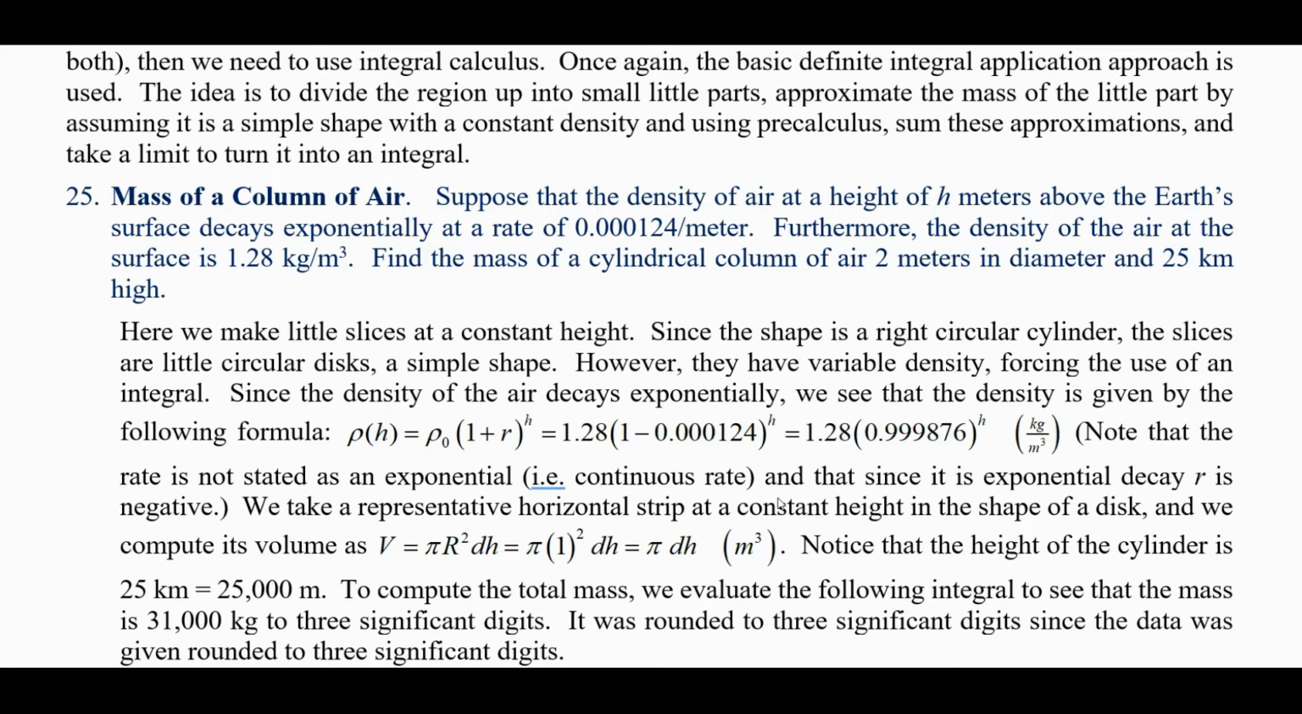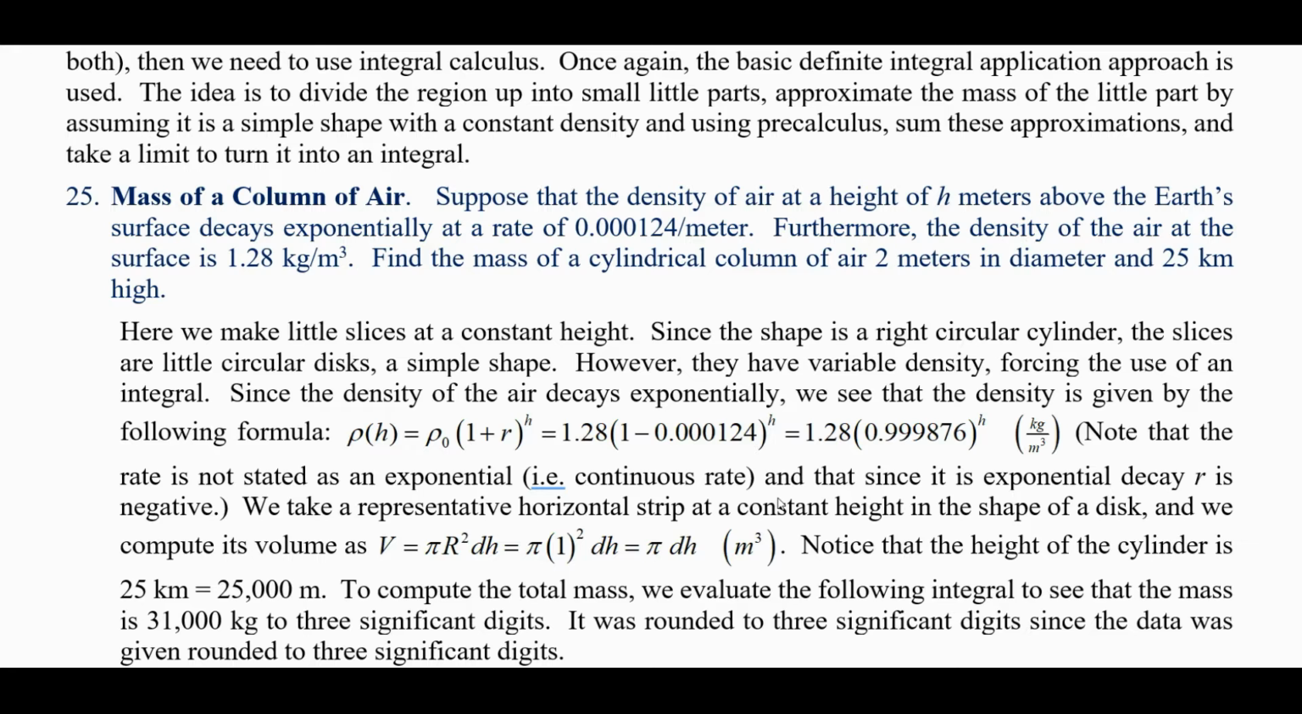We take a representative horizontal strip at a constant height in the shape of a disk, and we compute its volume. Well, the volume is pi r squared, where the radius of the disk is r and the height is some dh. The radius: it was 2 meters in diameter, so that's 1 meter in radius. So it's just pi dh, the volume, and that, of course, would be in cubic meters. And notice that the height of the cylinder is 25 kilometers, which is 25,000 meters.